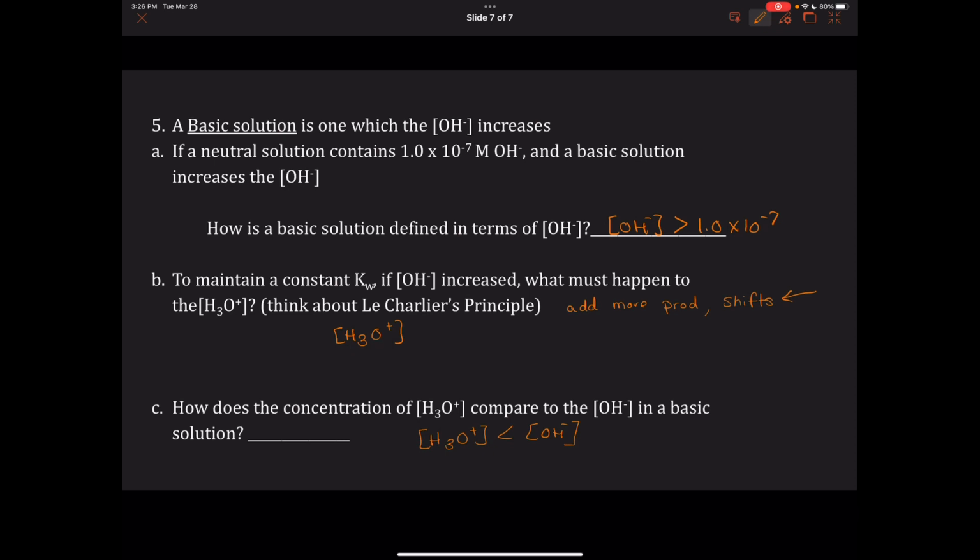Now here we've looked at identifying acidic, basic, or neutral solutions based on concentrations of hydronium and hydroxide. Now, a more common way, or a way you've probably heard of before, is using a pH scale, which we'll look at in our next video.